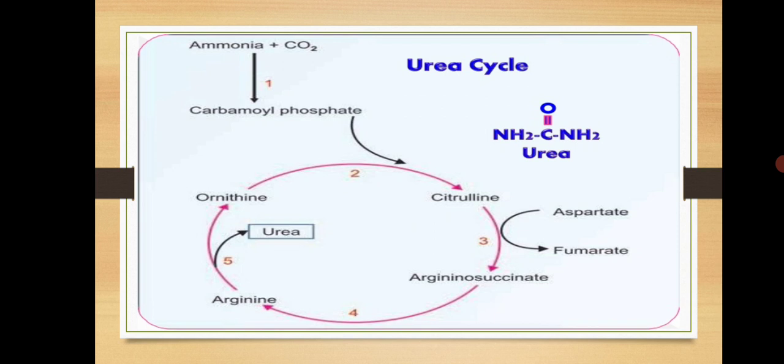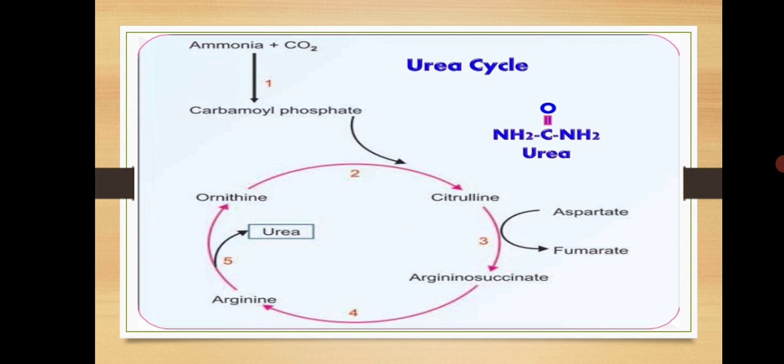And this citrulline is not present in tissue protein nor in the blood, but it is present in the milk. That is also one property of citrulline. We can say that it is not found in the tissue, not in the blood, but it is present in milk. And the rest are amino acids.